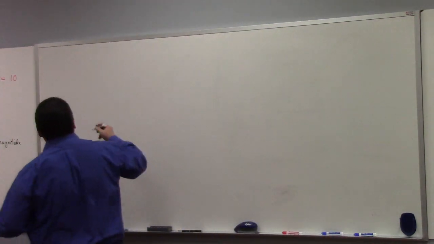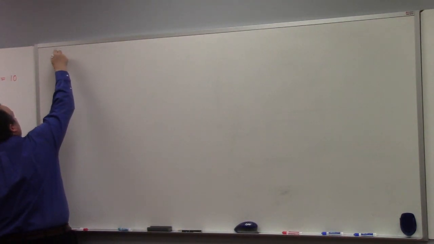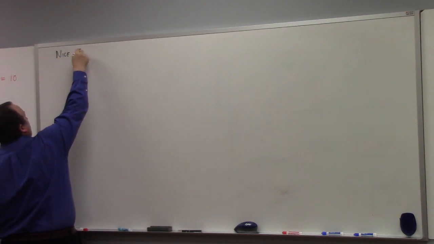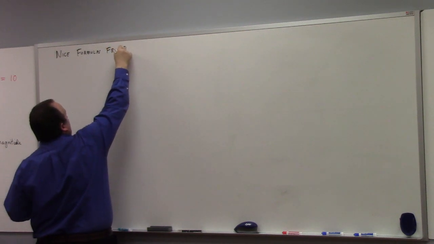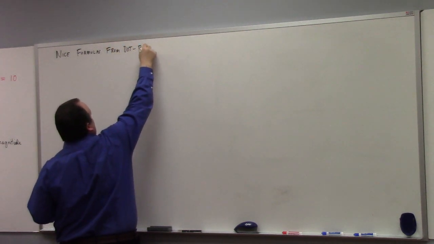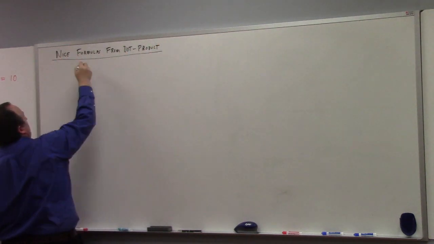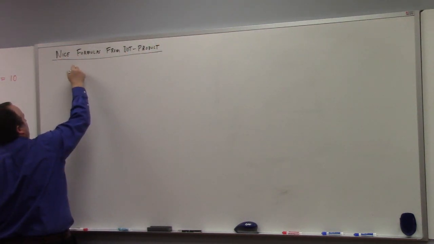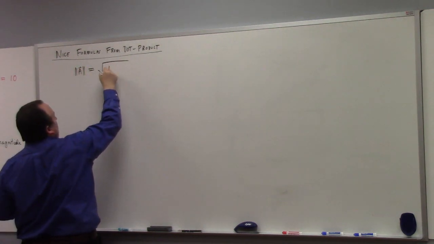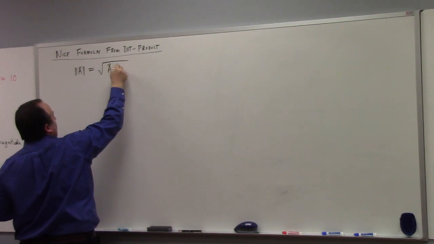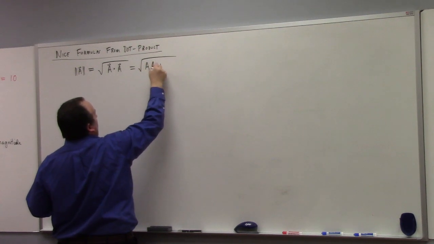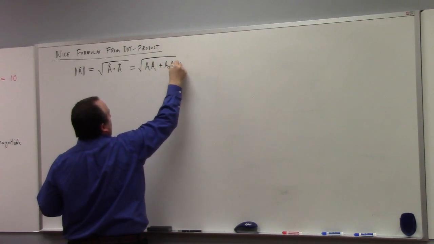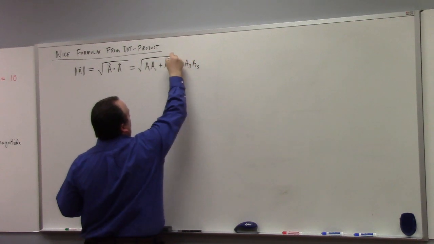So here's some nice formulas from dot product. So first and foremost is like the length of vector A is actually the square root of the dot product of the vector with itself, right? Because that is exactly A1 times A1 plus A2 times A2 plus A3 times A3, right?